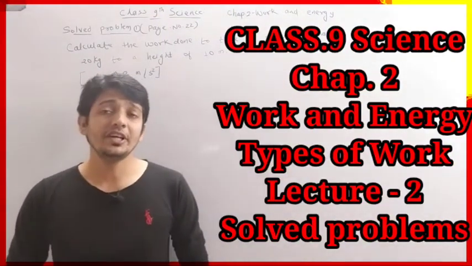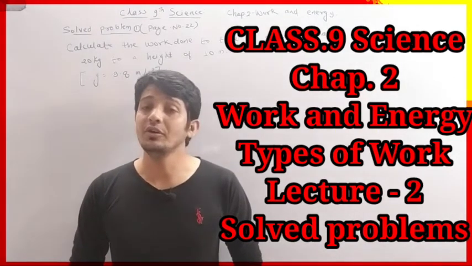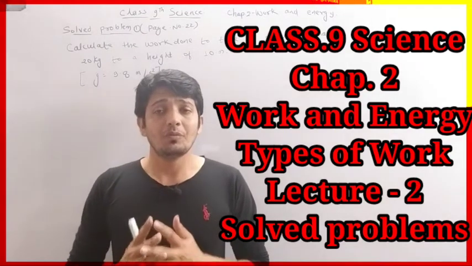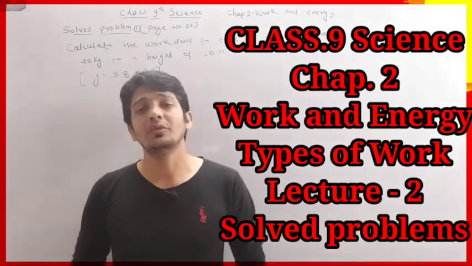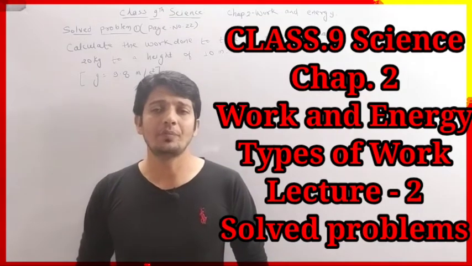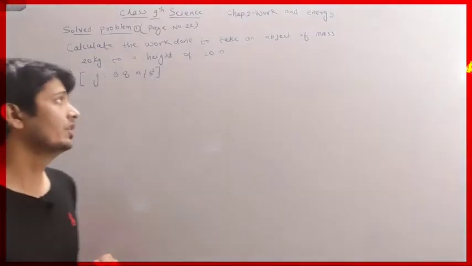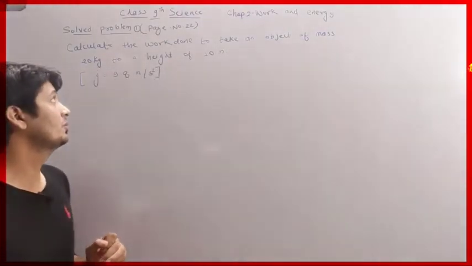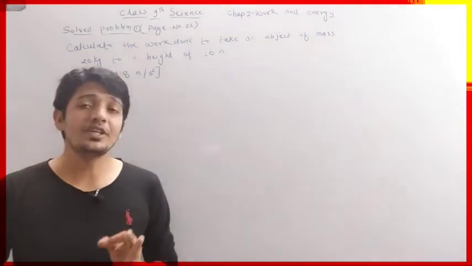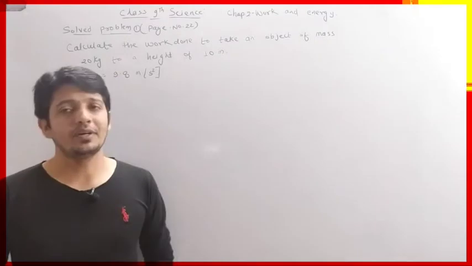So today we are solving the solved problem which is given in your textbook page number 22. The problem depends on work and energy. So how is the work obtained in the given situation? Question number 1 says, calculate the work done to take an object of mass 20 kg to a height of 10 meter.